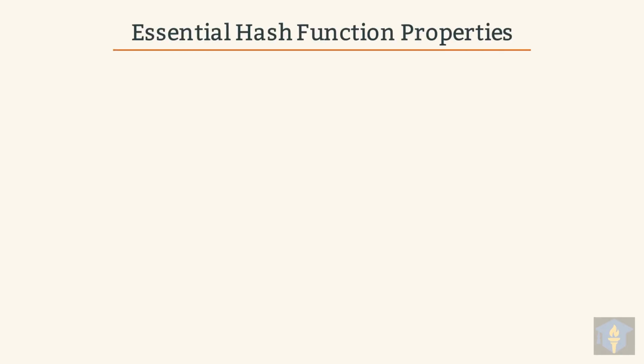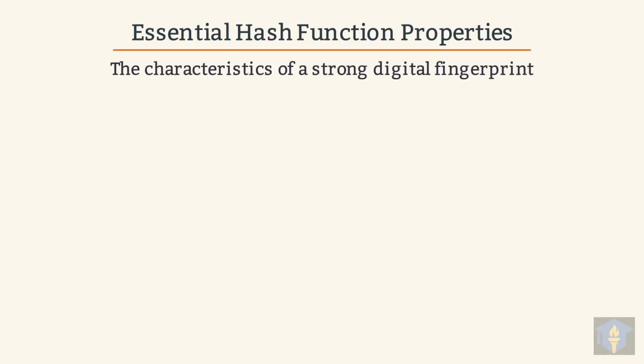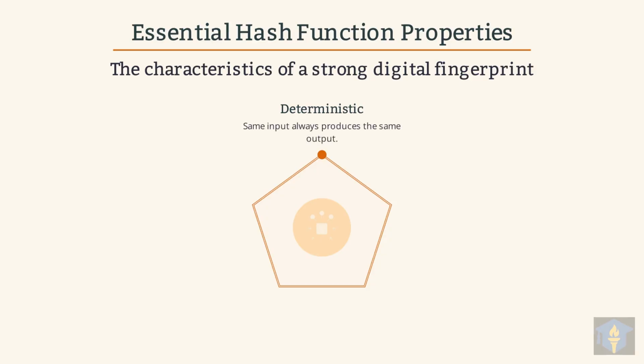Let's explore the essential properties that make a hash function strong and reliable in cryptography. These are the key characteristics defining a strong digital fingerprint, crucial for data integrity and security. First, a hash function must be deterministic, meaning it consistently produces the same result. This means that if you give it the exact same input, you will always get the exact same output hash.